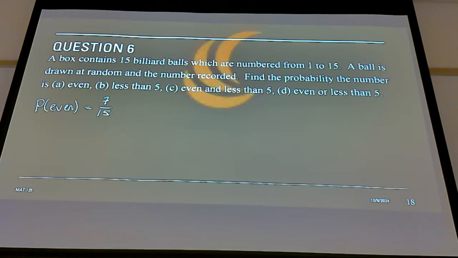Hold on. Can I please get that? So you counted evens up to 15? Yeah, so all the even numbers between 1 and 15. Okay. How many are there? 7, you remember? There's 7. Count them out, right? 2, 4, 6, 8, 10, 12, 14.